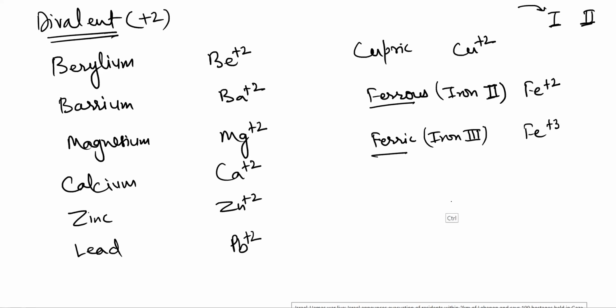Understood what I'm saying? Ferrous 2, ferric 3. But in copper, ferric is 2 and ferrous is 1, because copper has 1 and 2. But iron does not have 1. It has 2 and 3. So 2 is the lesser number for iron, but in copper, 1 is the lesser number. So ferrous means +2 and ferric means +3, for iron. Understood? Beryllium, barium, magnesium, calcium, zinc, lead, cuprous, ferrous, ferric. Okay.